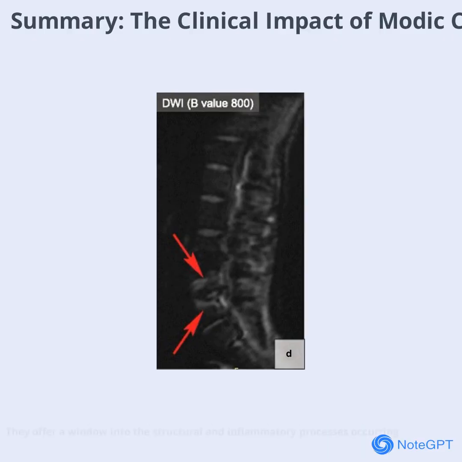They offer a window into the structural and inflammatory processes occurring in the spine and provide a potential target for diagnosis and treatment. While much remains to be learned, recognizing Modic changes on MRI can help clinicians identify vertebrogenic pain and guide patients toward more effective therapies. As research continues, the hope is that improved diagnostic tools and targeted treatments will lead to better outcomes for those suffering from chronic back pain. The story of Modic changes is still unfolding, promising new insights and hope for patients worldwide.